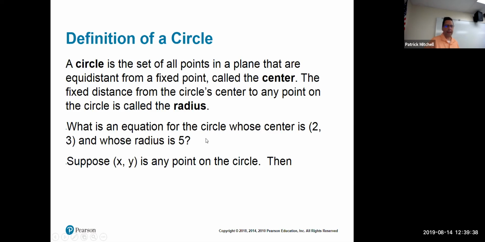Okay, what would be the equation of that circle? Well, let me take some mystery point on the circle. And again, this is one of those things we're only going to do it this way one time. And after that, we'll have a formula.